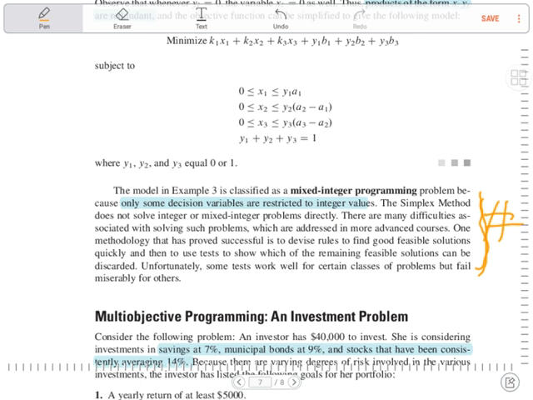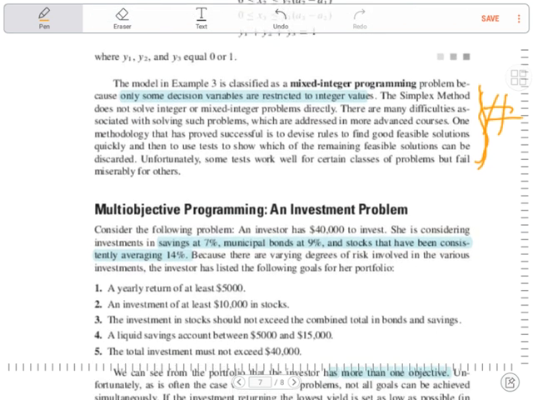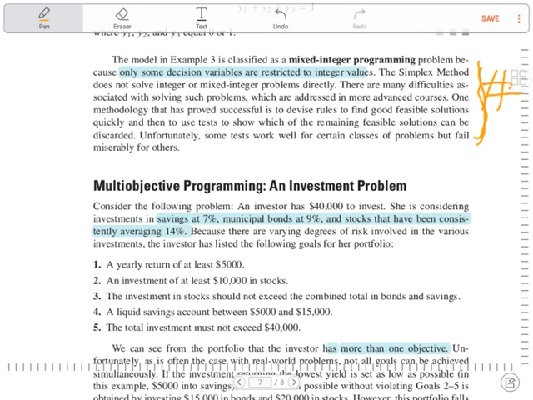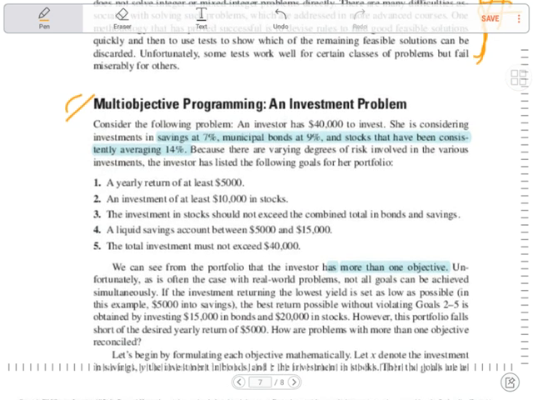In the next class I will start with the multiple objective programming problem example. I will discuss this example in detail in the next class. Okay, so let me stop.